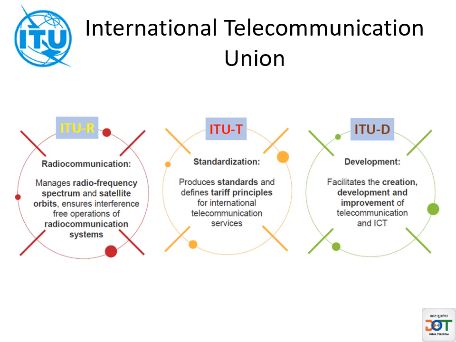So let us talk about ITU, International Telecommunication Union. ITU has three sectors: ITU-R, ITU-T and ITU-D. ITU-R is for radio communication and it manages radio frequency, spectrum and satellite orbits, and it ensures interference-free operation of radio communication systems. ITU-T is for making standards, so they produce standards and define tariff principles for international telecommunication services, and ITU-D is for development, which facilitates the creation, development and improvement of telecommunication and ICT.